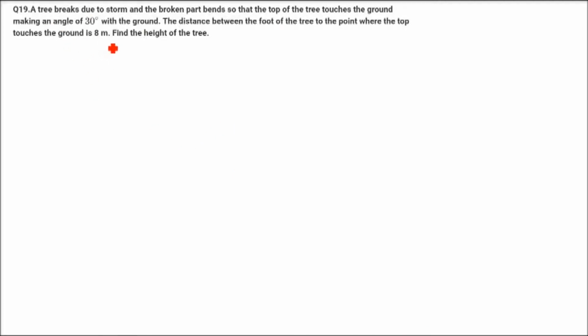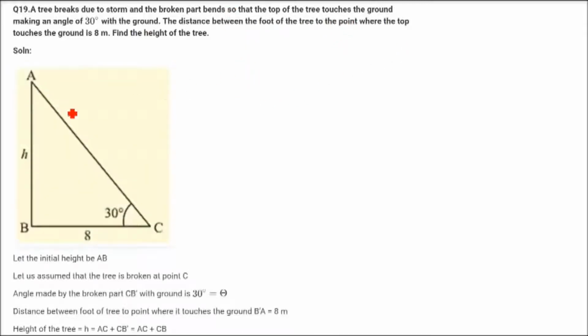A tree breaks down due to a storm and the broken part bends so that the top of the tree touches the ground, making an angle of 30 degrees. The distance between the foot of the tree to the point where the top touches the ground is 8 meters. Find the height of the tree. So here what is happening? There is a tree and it broke from here. The angle it is making, the head of the tree, when it touches the ground, is 30 degrees. The distance between the foot of the tree and the point where the top touches is 8. From here to here it is 8.